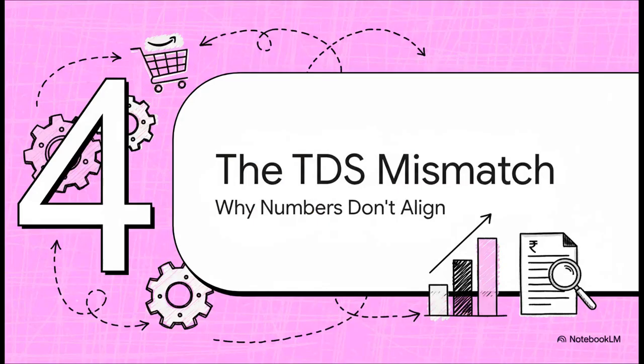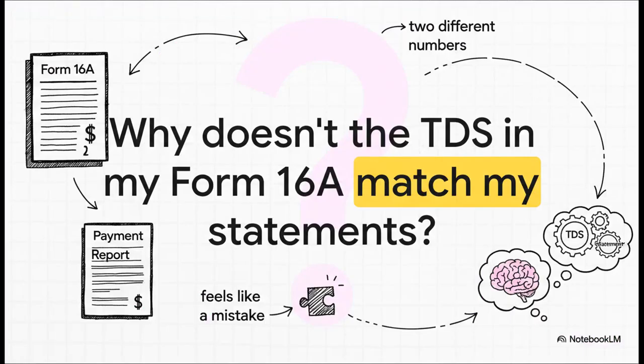All right, now we're at the main event. This is the part that causes the most headaches, but we're about to make it all make sense. Let's solve the great TDS mismatch puzzle. So you've done everything right. You've downloaded your Form 16A, you're looking at your payment report, and you're staring at 2 different numbers for the tax deducted. Your brain starts to hurt. It feels like a mistake, right? But it's actually just part of the process.